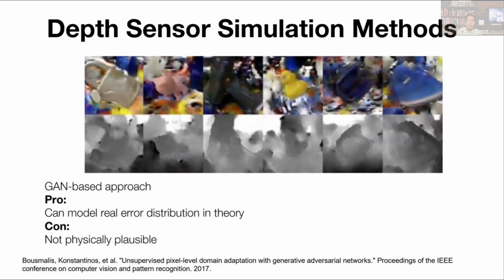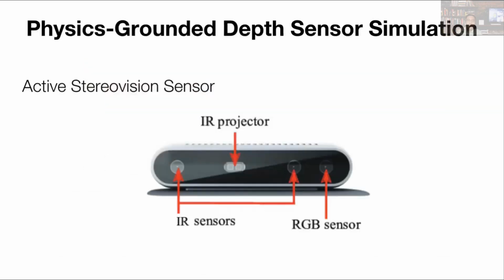Another way to narrow the domain gap is domain adaptation. In the PixelDA work, they generate the simulated depth images based on GAN. In theory, the GAN-based method can model the real error distribution, but in practice, the generated depths may not be physically plausible. In order to make the depth simulation physically plausible, it would be better to build a physics-grounded depth sensor simulation pipeline. Firstly, let's recap the mechanism of an active stereo vision sensor in more detail.